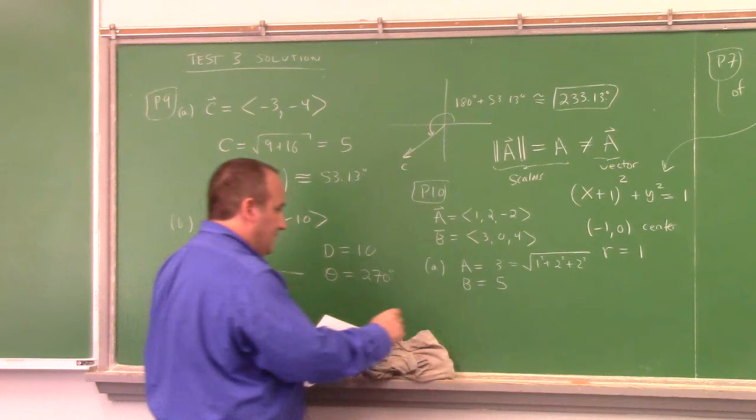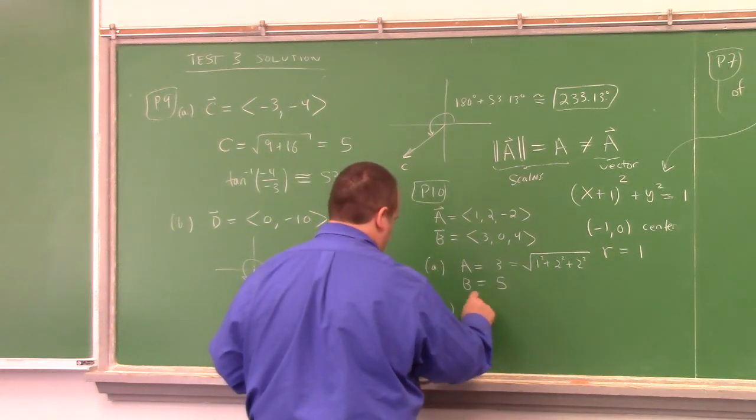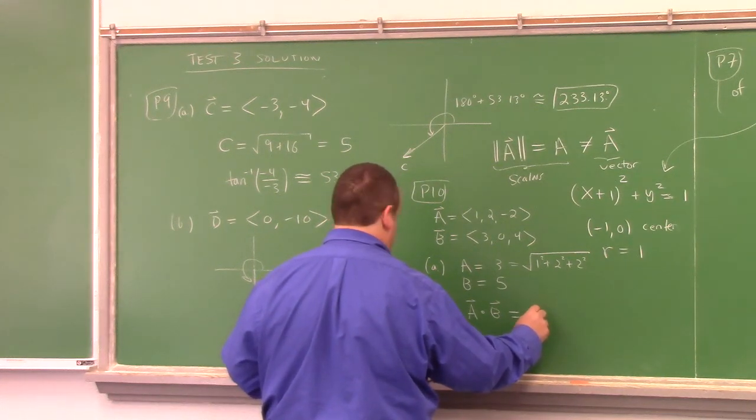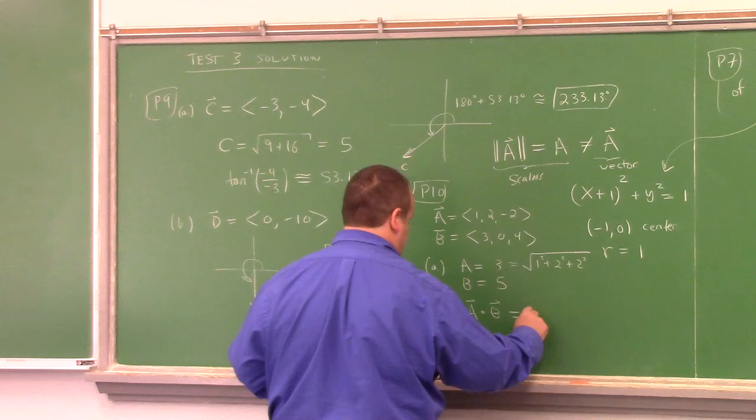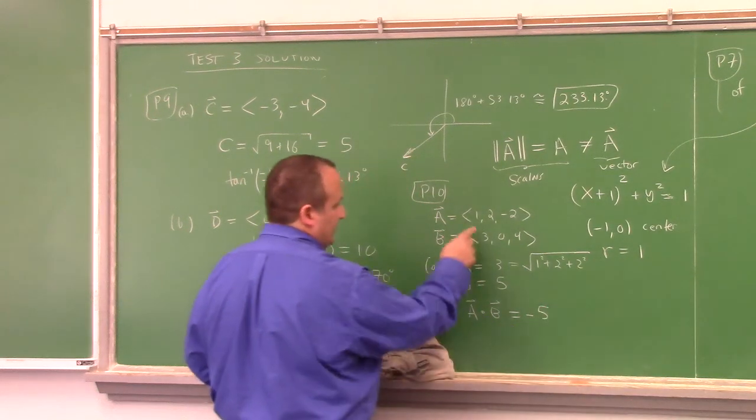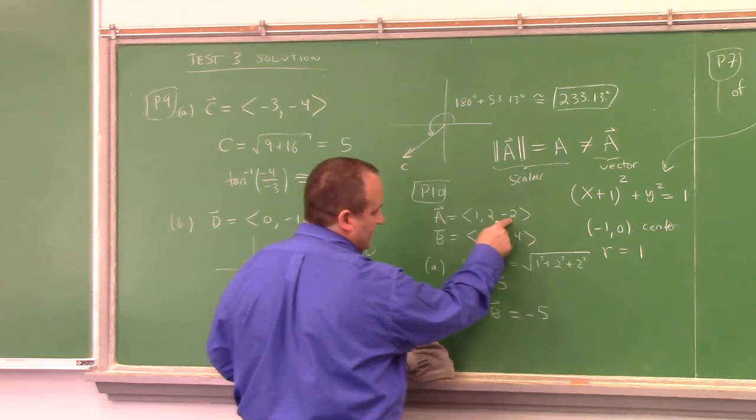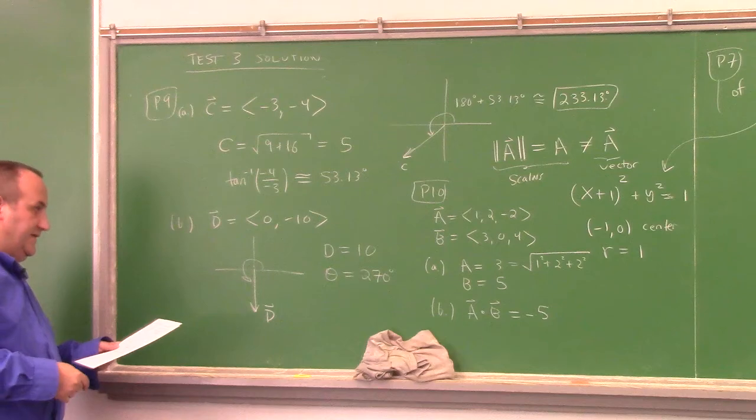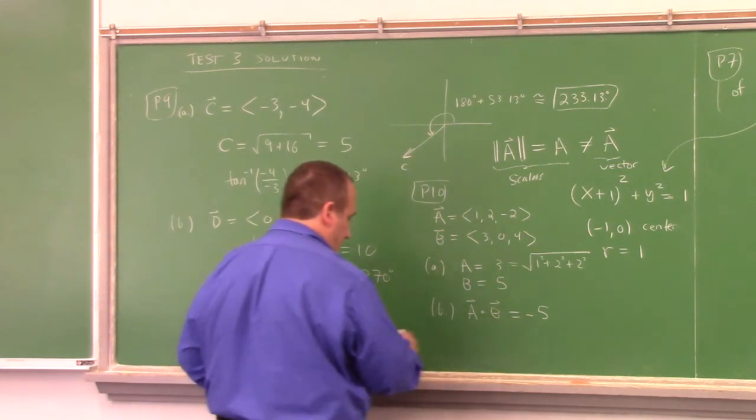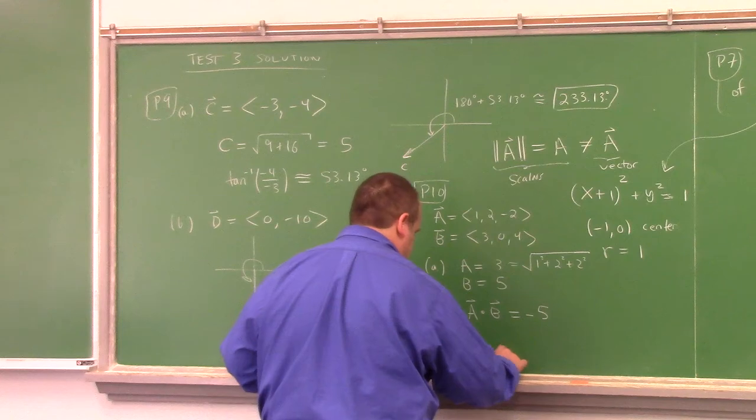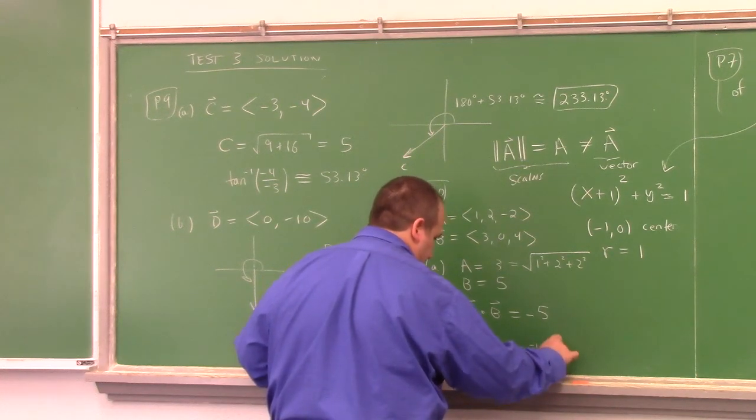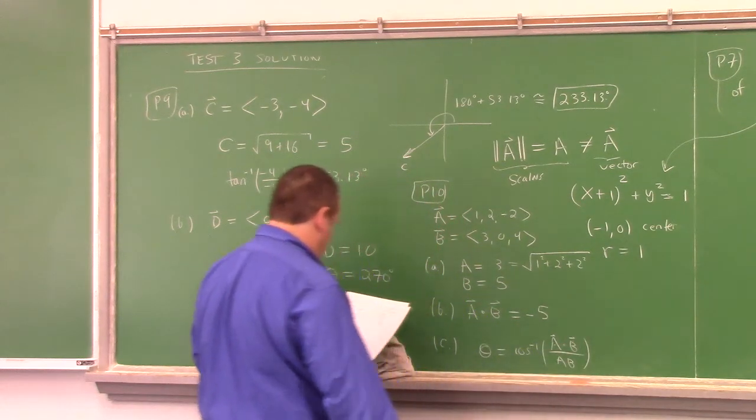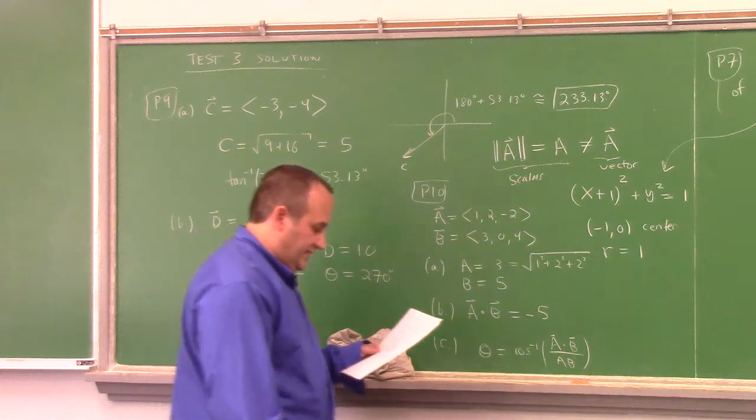What was A dot B here? A dot B was -5. That's 1 times 3 plus 2 times 0 plus -2 times 4, which is 3 minus 8, which is -5. And then to find the angle between these, we have a formula. Theta is inverse cosine of A dot B over the product of the magnitudes of A and B, which in this case works out to 109.47 degrees.